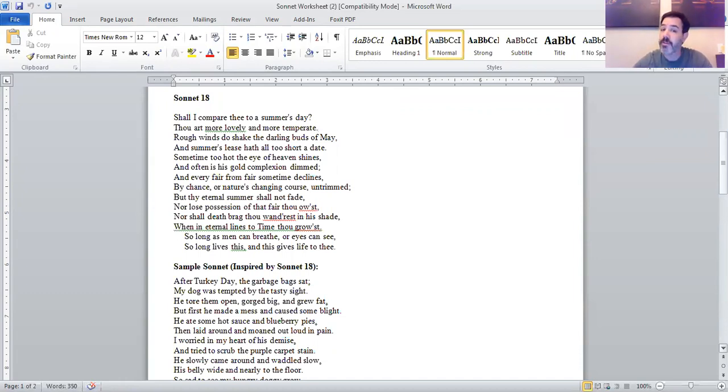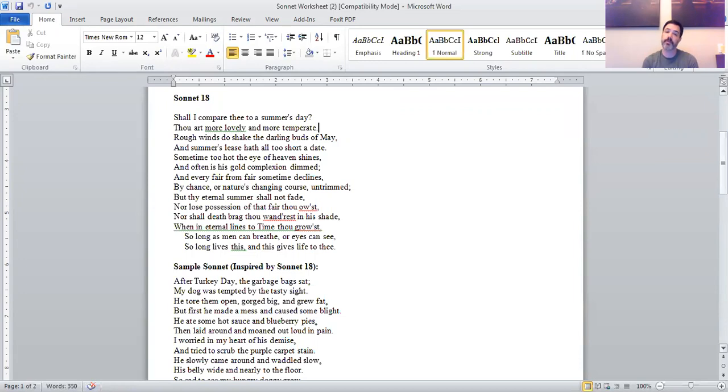Shall I compare thee to a summer's day? Thou art more lovely and more temperate. One of the ultimate comparisons that somebody could make back in the day to show that someone was beautiful was to compare their beauty to the beauty of nature, because we all know that nature is beautiful. Mother Nature is beautiful. If I want to show how much beauty I think you possess, I'm going to compare you to something in nature.